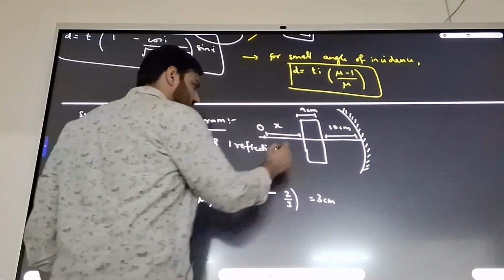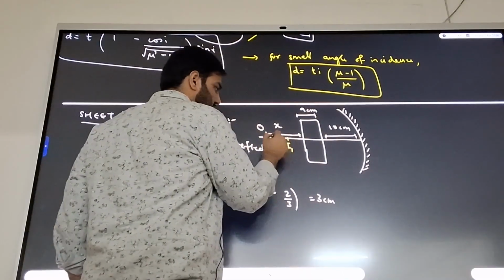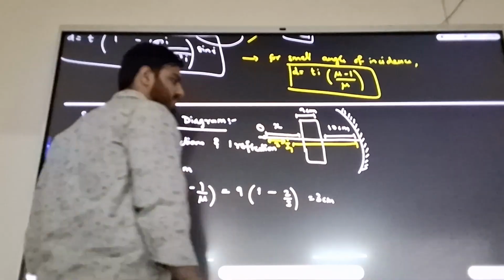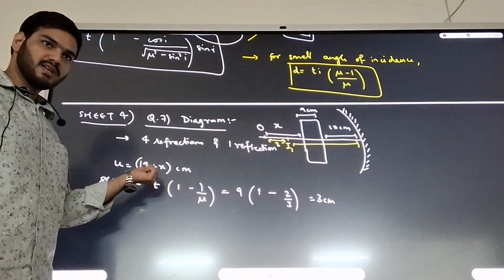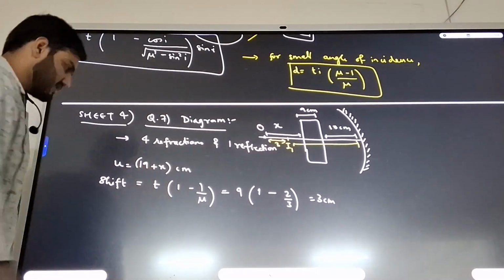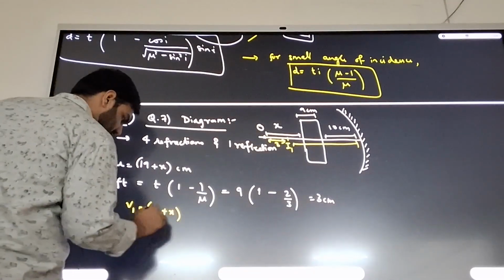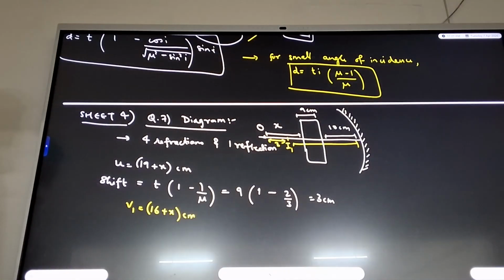So I think your image I1 will be formed here. So this will be 3 centimeter here. So what should be this distance then? We should subtract 3 from this, right? If I subtract 3, I will get V1 as 16 plus x centimeter. Do you get it? This is after first shift.